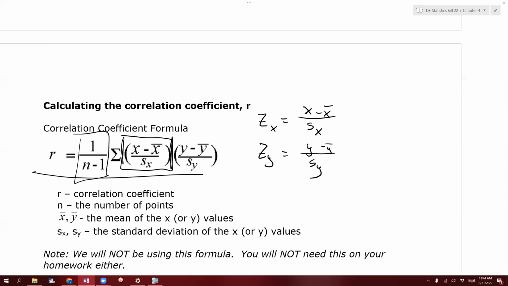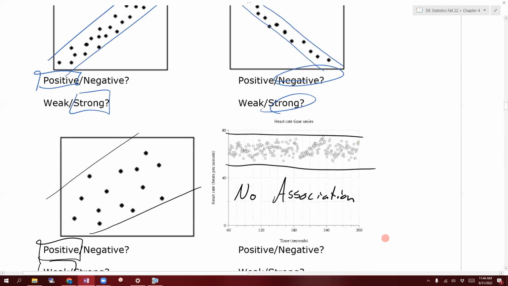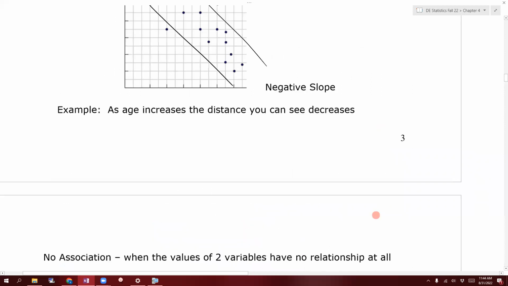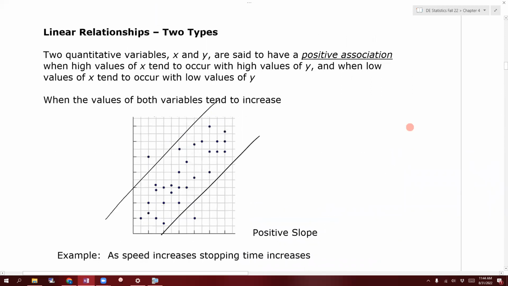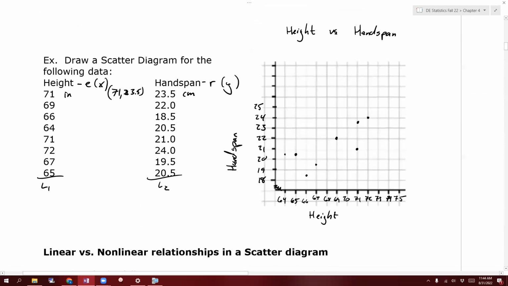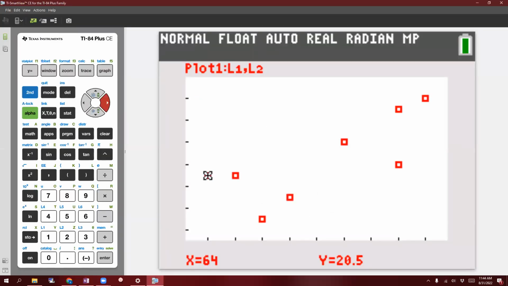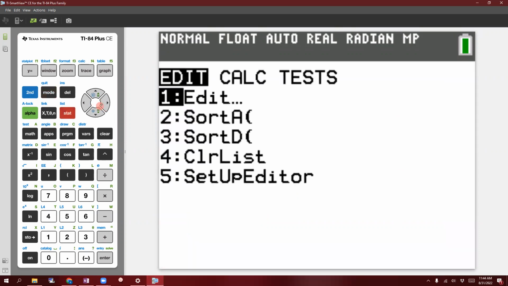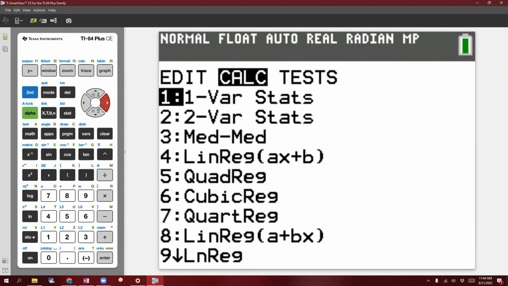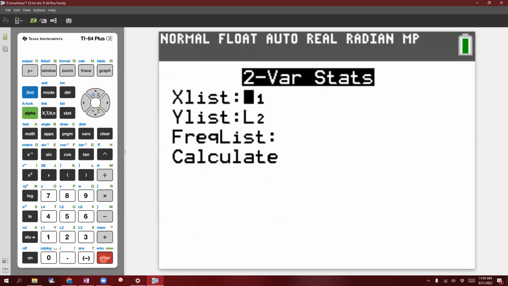So let's go back to the scatter plot that we graphed for height and hand span. Going back here, we have this plot. I want to find x bar and y bar, my average x value and my average y value. So I'm going to quit, go to stat, calc, and this time instead of doing 1 variable statistics, I want to do 2 variable statistics because I have both an x and a y.